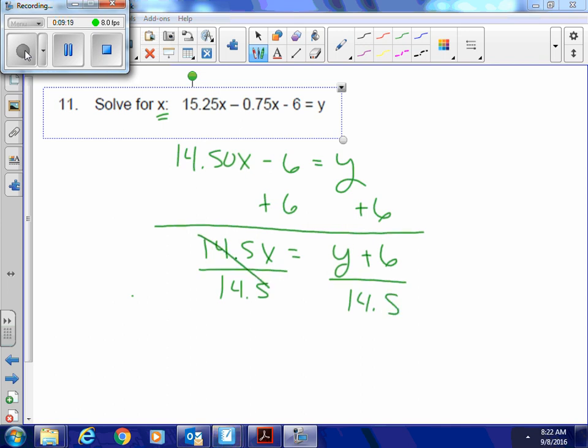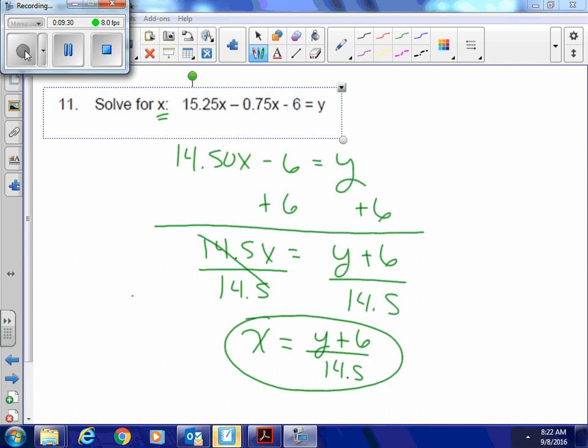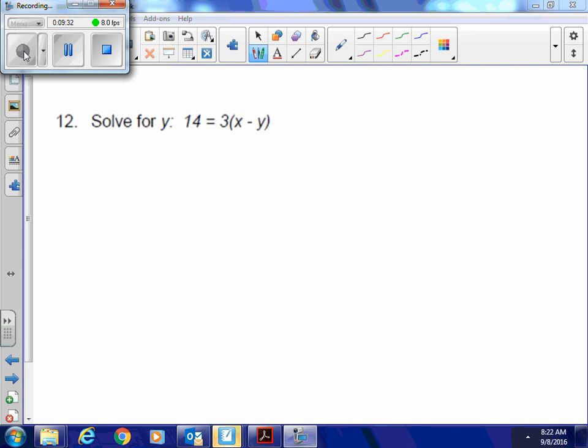Well, those cancel. It's why I chose it. And my final answer is y plus 6 over 14.5. There's nothing else I can simplify. I would if I could. On number 12, we're going to solve for y. We've got to get it alone.